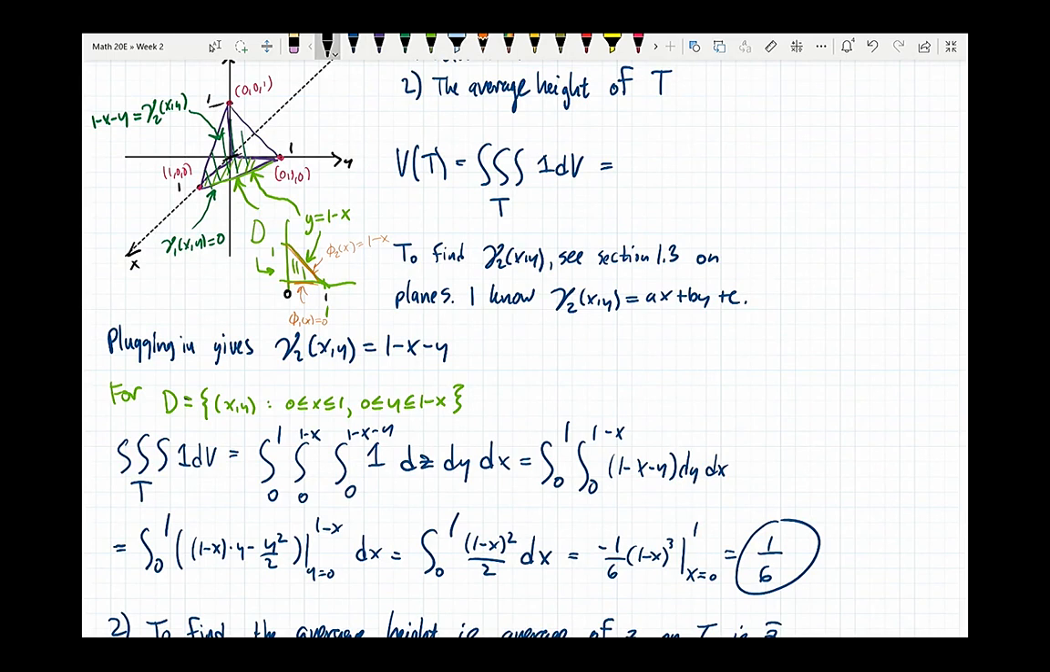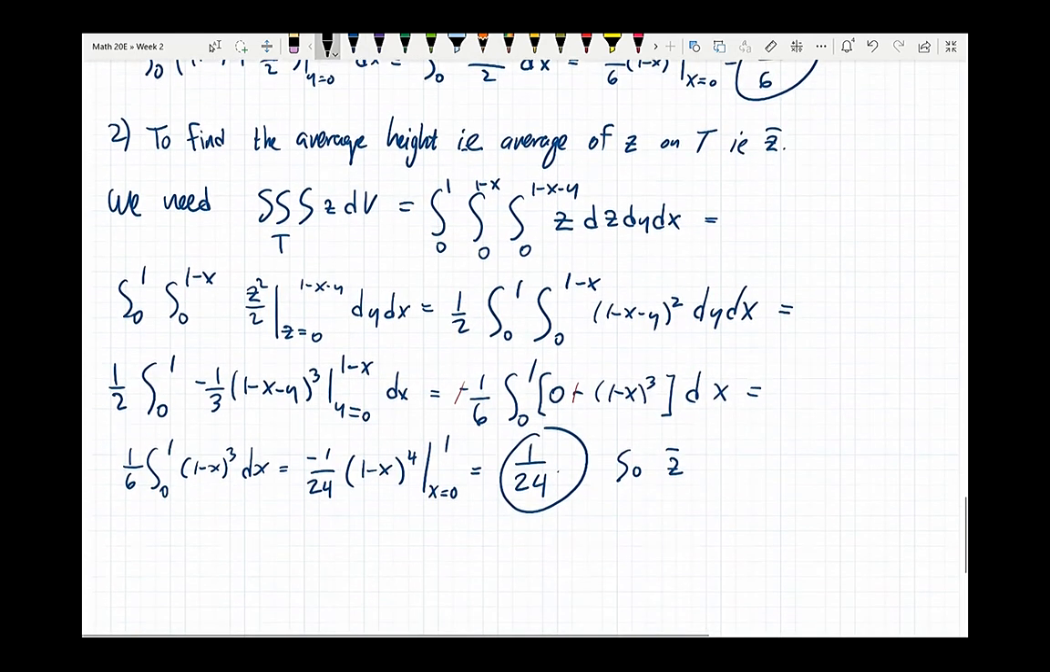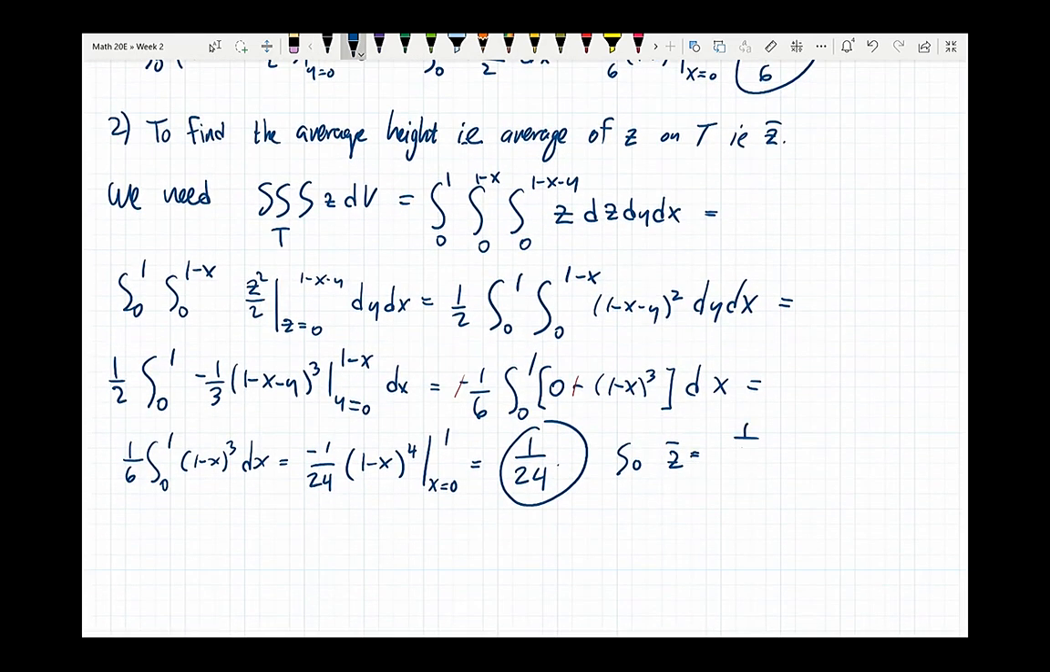Is there more weight of this shape towards the ground or towards the peak? It's ground heavy. Yeah, we might say bottom heavy. So we're going to expect a number not just between 0 and 1, but less than 1/2. Let's see just how much less than 1/2. We get 1 over 24 divided by 1/6, giving us 1/4 as the average height of the pyramid. And that was one of the problems that my 20E students hated on the final.